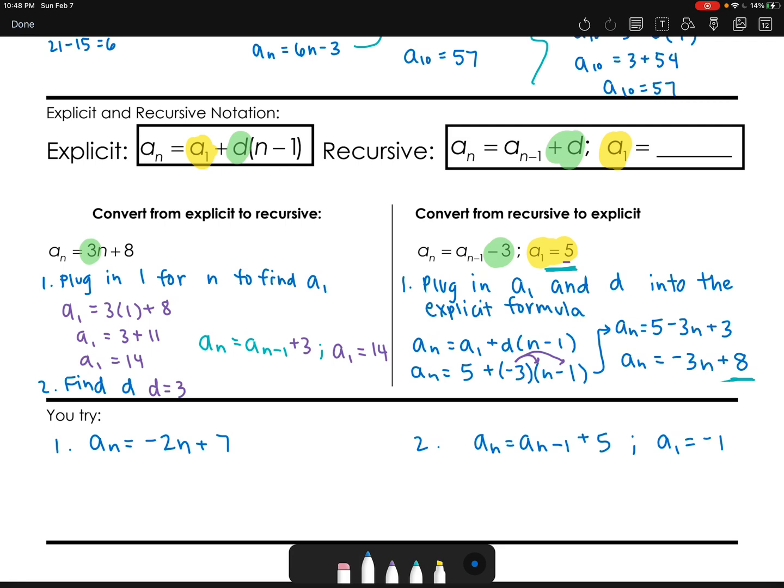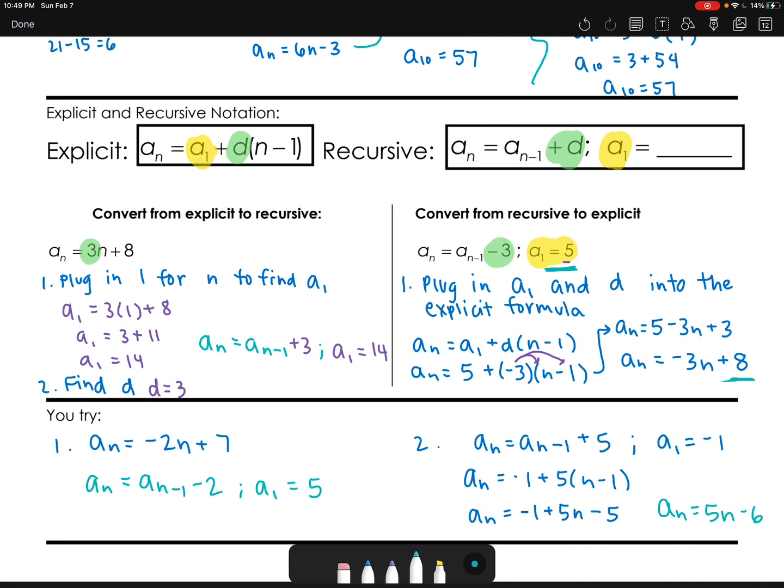All right, and so then for your recursive form for number 1, you would have a sub n equals a sub n minus 1 minus 2, and then a sub 1 would equal 5. Okay, and then for number 2 here, we would write this in explicit form, and so you would be plugging in everything and getting a sub n equals -1 plus 5 times n minus 1, and you would end up with -1 plus 5n minus 5, and a final answer here of a sub n equals 5n minus 6. Again, these values will never be the same.